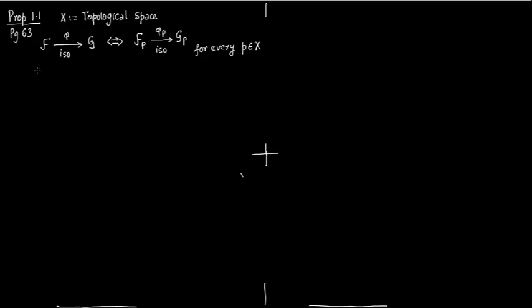So let us prove this. One direction is clear. If F to G is an iso, you obviously have F_p to G_p is an iso because you just take the direct limit at every point and you get an isomorphism. Now the other direction is slightly involved. Here also injectivity is easy.